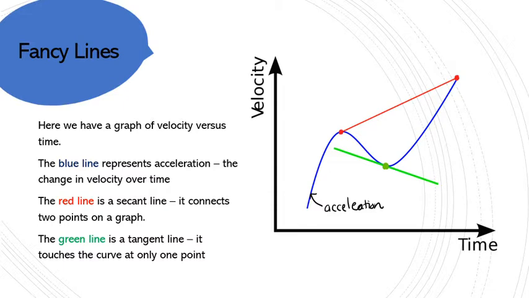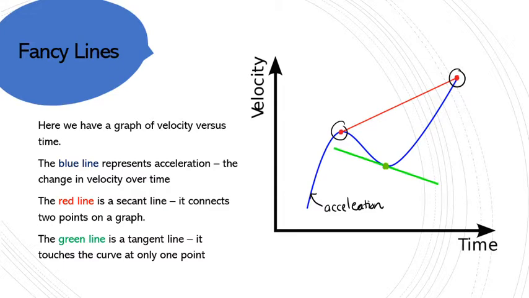Now we've thrown some lines on here. The red line is what I call a secant line, and it will connect 2 points on a graph. So you can see I've drawn a point here and a point here, both of which are on this function. And when I connect them with a straight line, I'm making a secant line. We'll talk about that first.